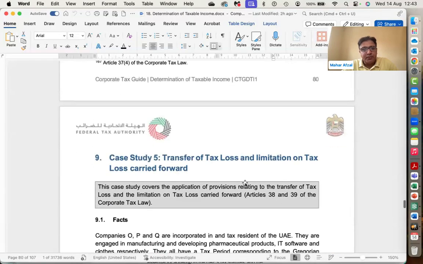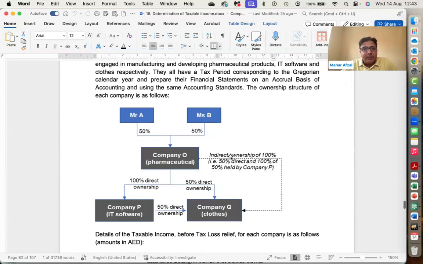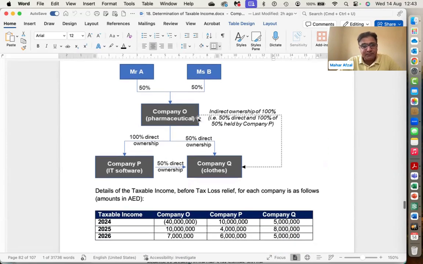Explanatory notes, you can go through this. Transfer of tax losses, limitation on tax carry forward losses. Now A and B, they own company O. Company O is 100% owner of company P, and 50% holder of company Q. Indirectly, O owns Q as well, because O owns P 100%, and P owns 50% of Q. Sorry, O owns directly 50% of Q and indirectly 50% of Q. At the end, O owns 100% of Q and 100% of P. The owners are A and B.